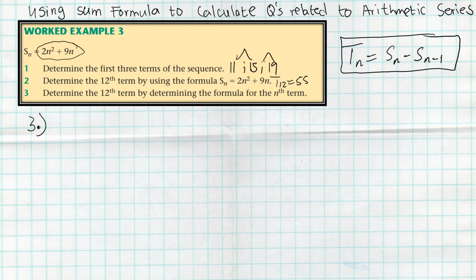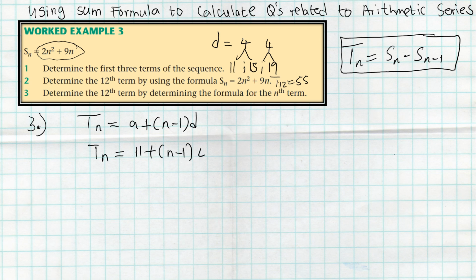Let's quickly get the common difference. 15 minus 11 is 4. 19 minus 15 is also 4. So the common difference is 4. Then we can get our Tn. Tn is a plus (n minus 1)d. Our a is our first term, which is 11, n minus 1, and our common difference is 4. Then our Tn will be 4n minus 4 plus 11, which is going to give us 4n plus 7, right?